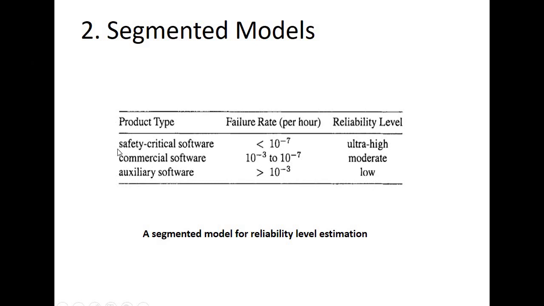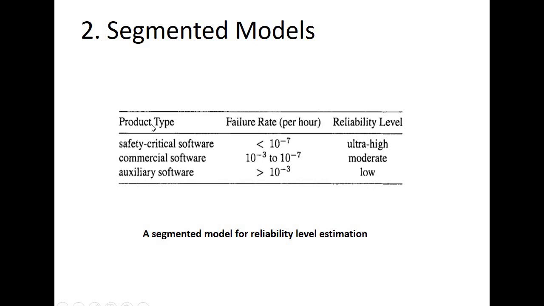A product segment can be any. I can add another segment which talks about financially critical applications, right? So I can add another one. Here we have three product segments. This particular table I took from Leveson, 1995. So here we have three major product segments.